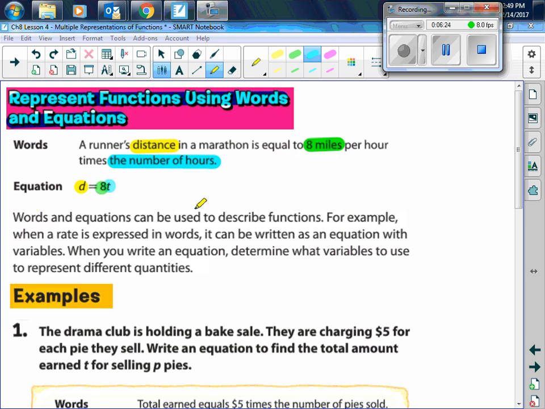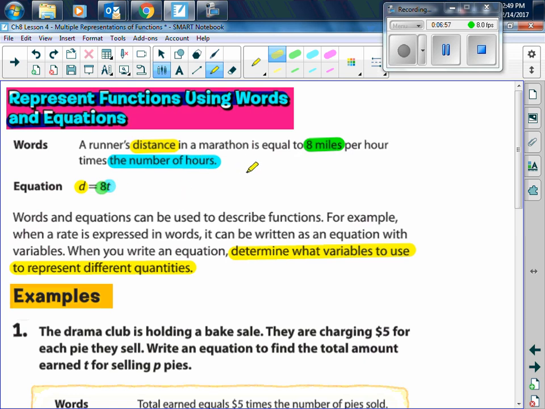Words and equations can be used to describe functions. For example, when a rate is expressed in words, it can be written as an equation with variables. When you write an equation, we want to determine what variables to use to represent different quantities. When we determine the variables to use, we would like to use variables that make sense. So, for example, D for distance, T for hours, M for miles.